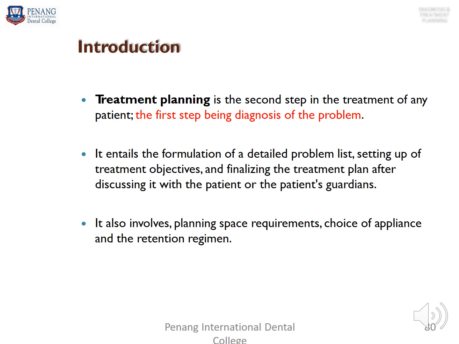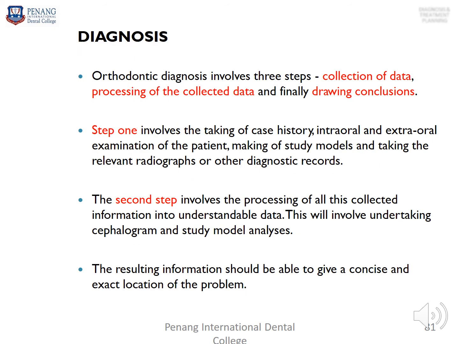As for the introduction, treatment planning is the second step in the treatment of any patient, and the first step is the diagnosis of the problem. It entails the formulation of the detailed problem list, setting up the treatment objective, and finalizing the treatment plan after discussing it with the patient or the parents or the patient's guardians. It also involves planning space requirement, choice of appliance, and the retention regime.